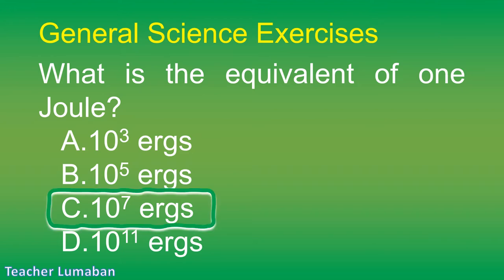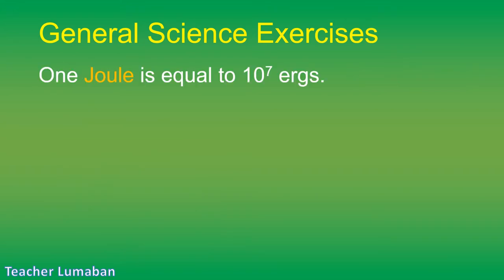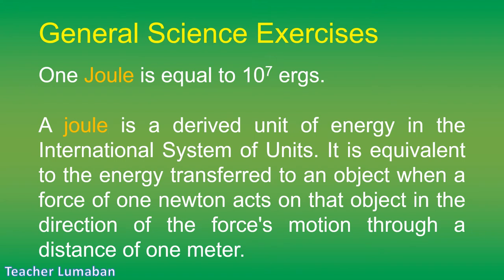10 to the 7th ergs. 1 joule is equal to 10 to the 7th ergs. A joule is a derived unit of energy in the International System of Units. It is equivalent to the energy transferred to an object when a force of 1 newton acts on that object in the direction of the force's motion through a distance of 1 meter.